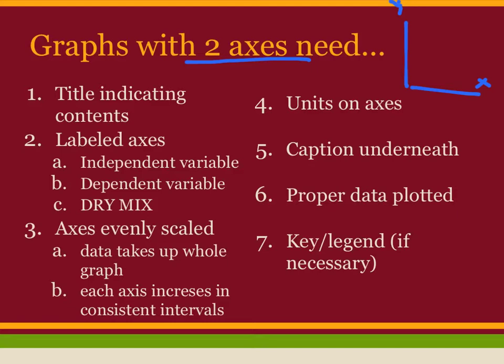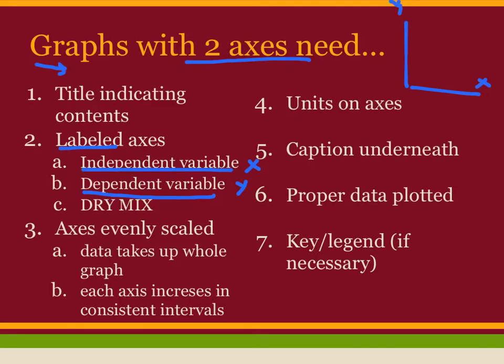Graphs with two axes need at least 6 and maybe 7 different criteria to be a good quality graph. The first criteria is a title. Okay, and we're going to talk about what makes a good title. Secondly, its axes need to be labeled. We will talk about this again, but the independent variable needs to be on the x-axis. The dependent variable needs to be on the y-axis. That goes 100% of the time.